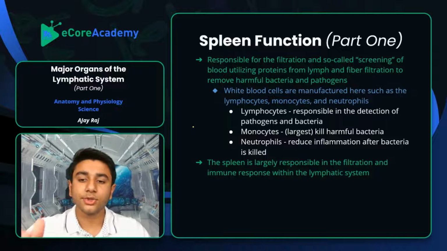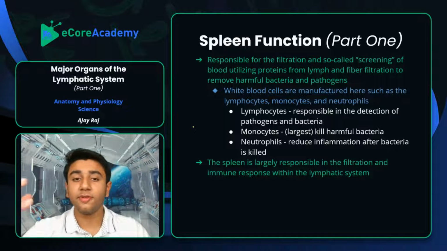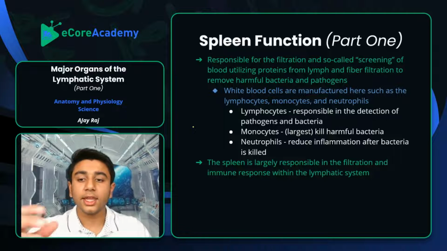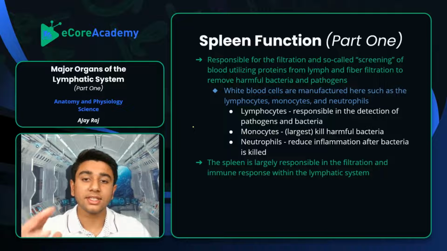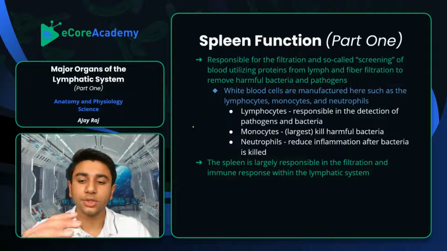White blood cells are manufactured here, such as lymphocytes, monocytes, and neutrophils. You have to keep in mind, when you're dealing with these pathogens and foreign bacteria, you have to make sure that you're actually killing them off. So these white blood cells will be found in lymph, and that lymph will then be mixed with the blood inside and filtered in this process, killing off pathogens and bacteria and excess nutrients and materials that are not needed within the blood. So these are the three white blood cells I just mentioned: the lymphocytes, monocytes, and neutrophils.